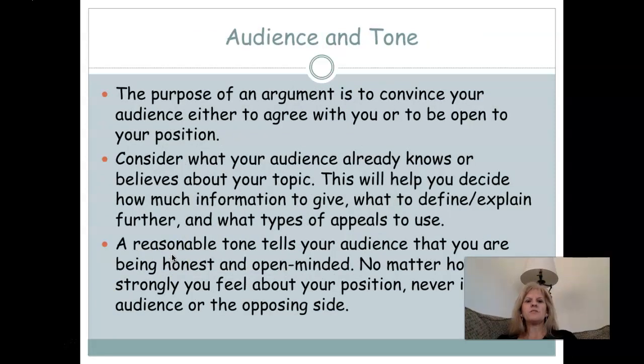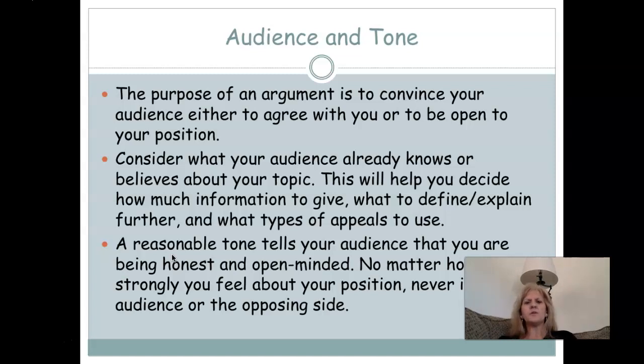Okay. So the purpose of an argument is to convince your audience either to agree with you or to be open to your position. So in order to do this, remember, we always talk about purpose and audience are the two things you need to know in order to effectively communicate with your audience or with the person you're wanting to communicate with. So consider what your audience already knows or believes about your topic. Usually I'm going to be your audience. Some of your peers will be your audience if we do some peer review. And this will help you decide how much information to give.